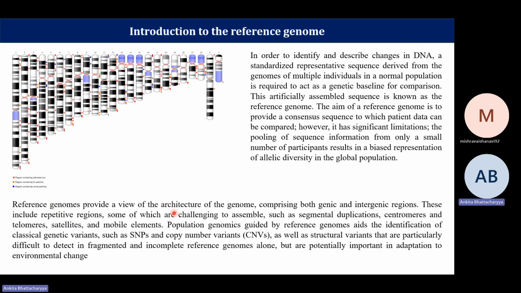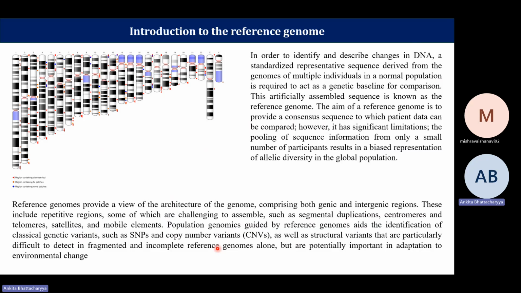Reference genomes provide a view of the architecture of the genome, comprising both genic and intergenic regions. These include repetitive regions, some of which are very challenging to assemble, like segmental duplications, centromeres, telomeres, satellites, mobile elements. In fact, to date, the complete human genome has not been sequenced. There are still some parts of it which remain a challenge, and some of it has been sequenced very recently and has contributed immensely to research and academia.